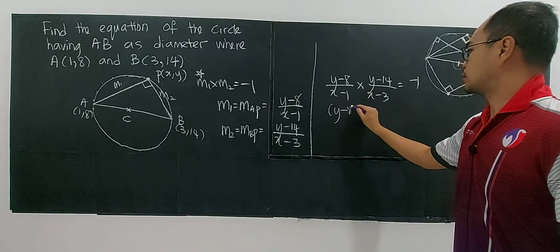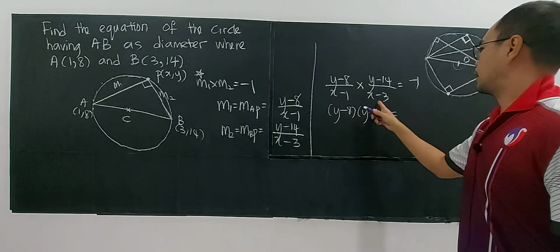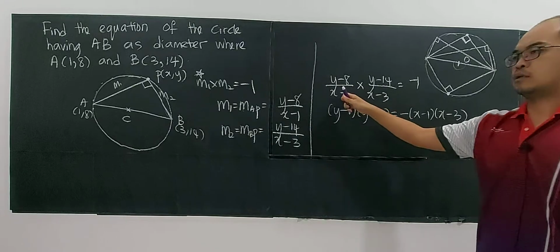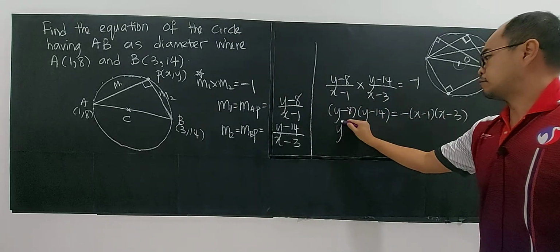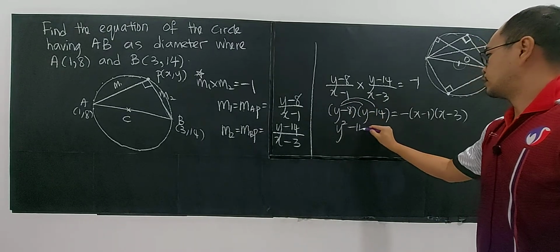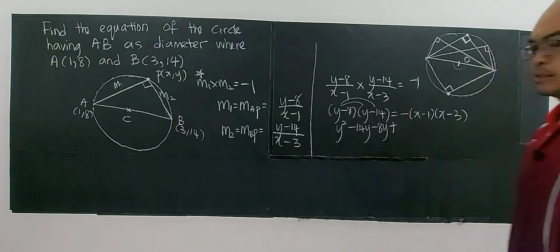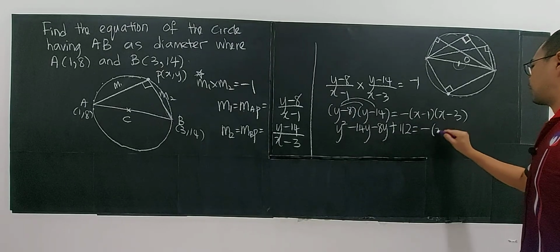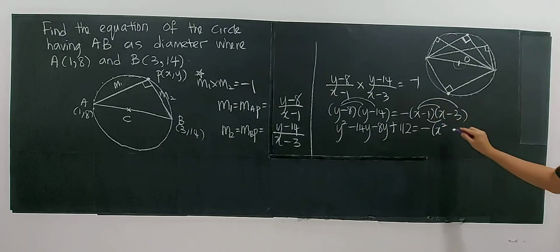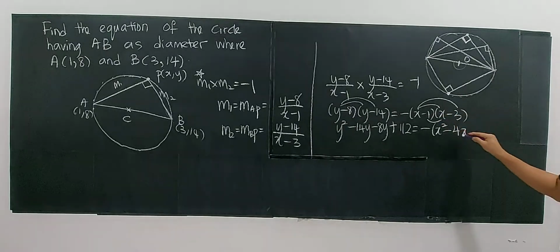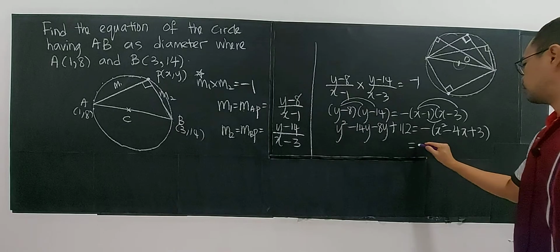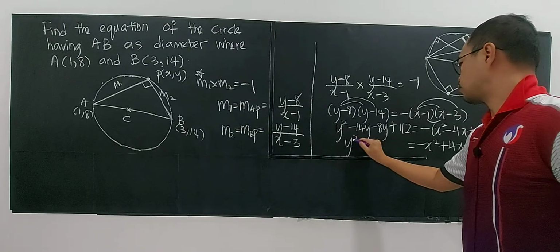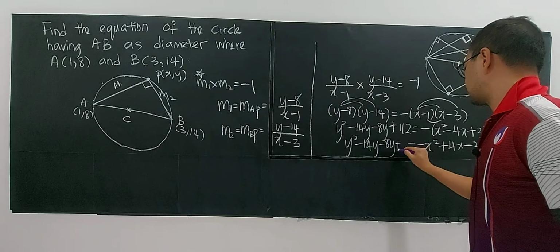Now expand (y - 8)(y - 14), and bring the negative over, so both sides are multiplied by the factors (x - 1) and (x - 3). Then we expand: y squared, -14y, -8y, plus 112. And here you have negative x squared, negative 3x, negative x, so negative 4x, plus 3. Simplify again: negative x squared plus 4x, minus 3, and y squared minus 14y minus 8y plus 112.